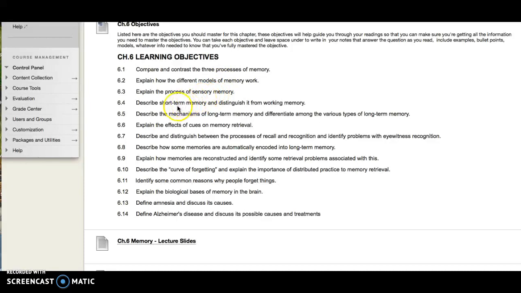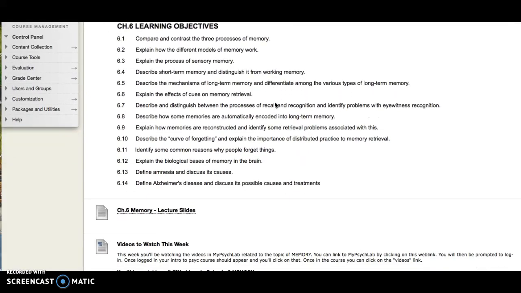It does distinguish short-term versus working memory. A lot of times, actually, the rule of thumb has always been that the two have been used interchangeably. They're slightly different, but I think short-term memory is more of an umbrella term, and working memory is kind of what is happening in short-term memory, if you want to remember it that way. And then you're going to move into differentiating all the various types of long-term memory.